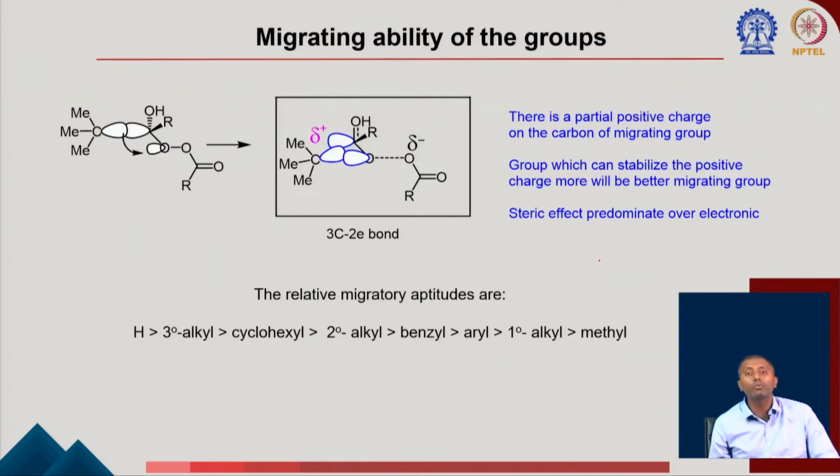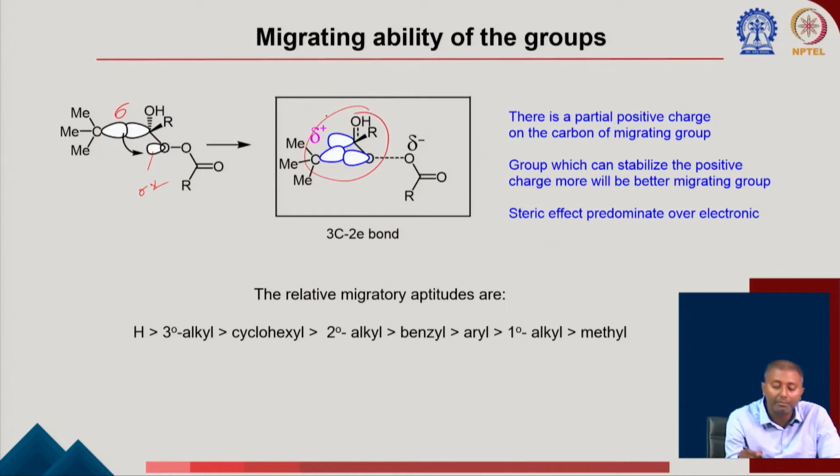And now we are going to answer another very important question: what will be the migrating aptitudes for different groups. There are two important things, one is the stereoelectronic effect, another is the steric effect. You are breaking this corresponding sigma bond here, which is going to give electrons to this sigma star. So in the transition state, there is a 3 orbital, 2 electron bond formation happening here. You can see this is a 3-center 2-electron bond.